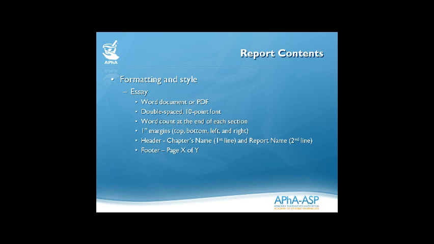We do want to make sure that you include at the end of each of your sections a word count. Again, for the main essay, you are only allowed to use 1,500 words per each of those 4 sections. And probably the most important part is making sure that you've got your chapter's name and what report it is as part of your formatting.